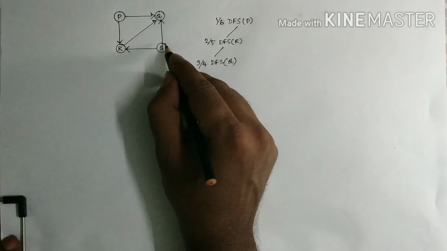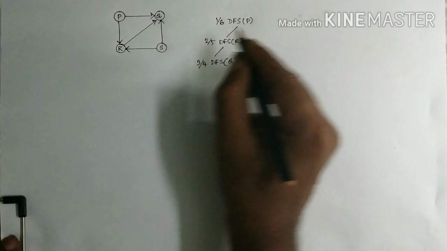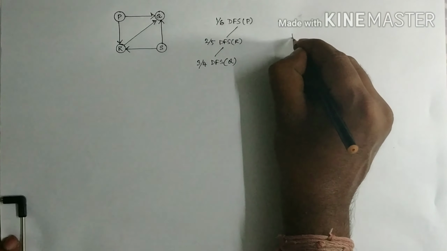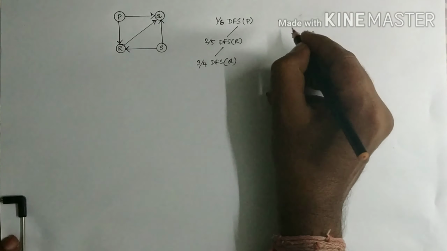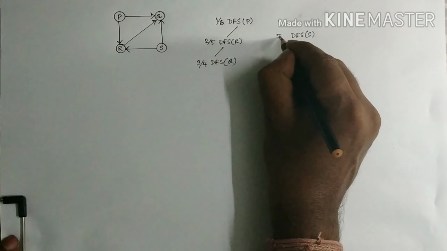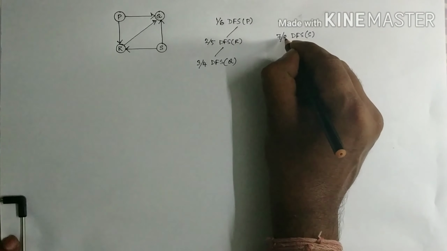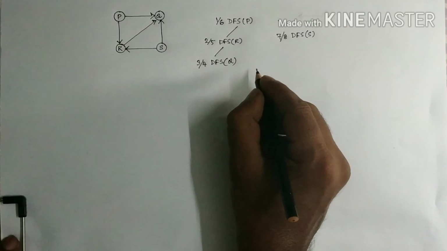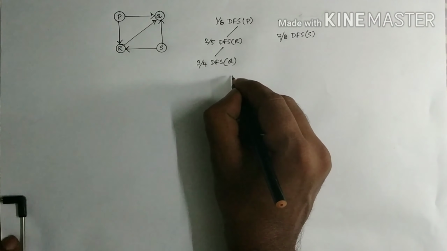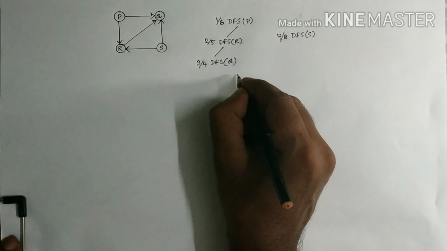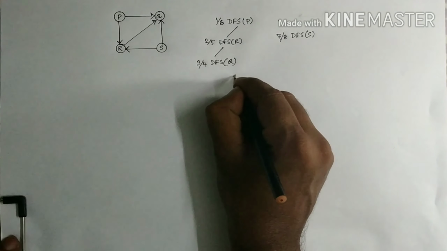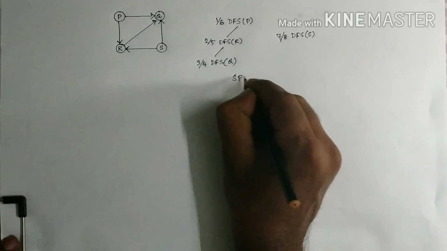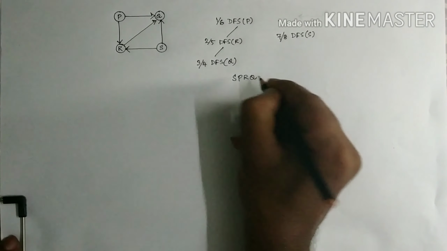Now S is alone without any unvisited adjacent, so call DFS for S. So here discovery time 7 and finish time 8. Now write in descending order of finish time, and you will get the solution S, P, R, Q.